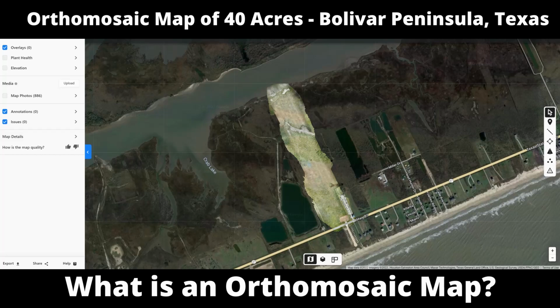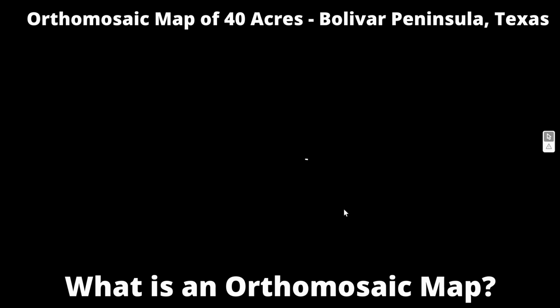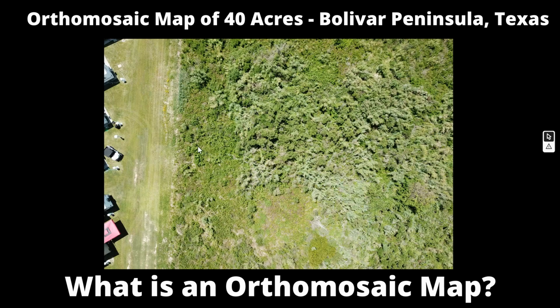An orthomosaic map is a collection of aerial photos stitched together to produce one cohesive map of a property. In this case, we have 886 photos taken over 40 acres from Highway 87 to the Intercoastal on Bolivar Peninsula. Each blue dot represents a photo, and if we click one of the blue dots, we can see the photo that was taken.